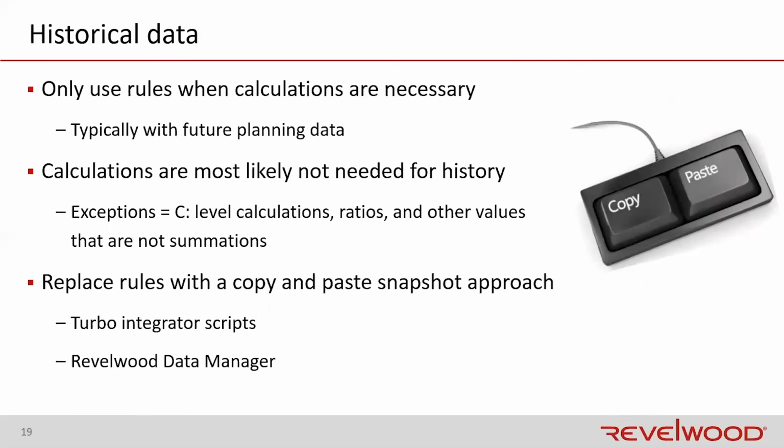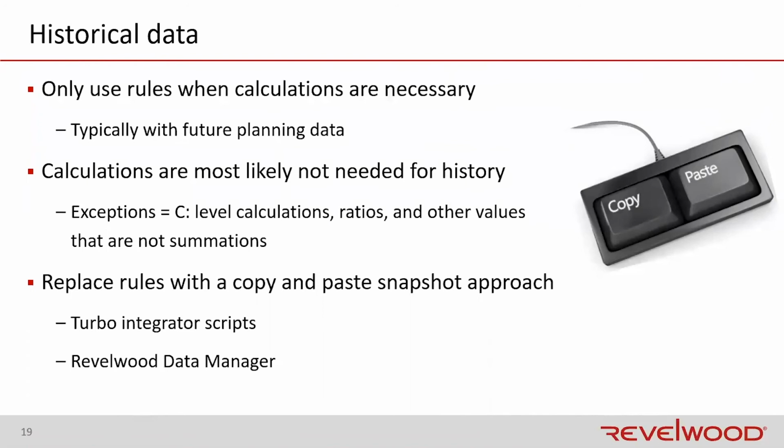Maybe you've got C-level calculations, the ratios, the other things that we were talking about before, where maybe it's not the end trolling. Those kinds of things you may want to continuously have calculated. But does it make sense right now for me to calculate a budget for 2019 and 2018 and 2017 because I've probably locked it down? By having those locked down values, we don't need the rules anymore. We can replace those with some kind of a copy-paste approach, what we often call a snapshot.